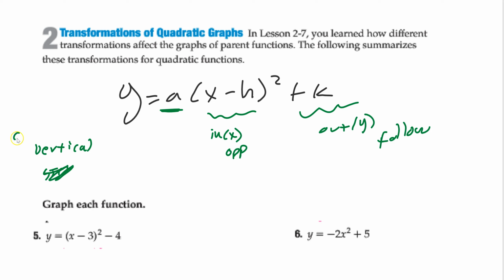Right? So if A is bigger than 1, it's a vertical stretch. If A is less than 1, greater than 0, it's a vertical shrink. Right? All stuff we've been doing since like chapter 2. So the way we graph it is the exact same idea. Find the vertex first, if we want to graph this really fast. Once you find the vertex, you can move. Is it a vertical stretch or shrink? Is it opening up or down?